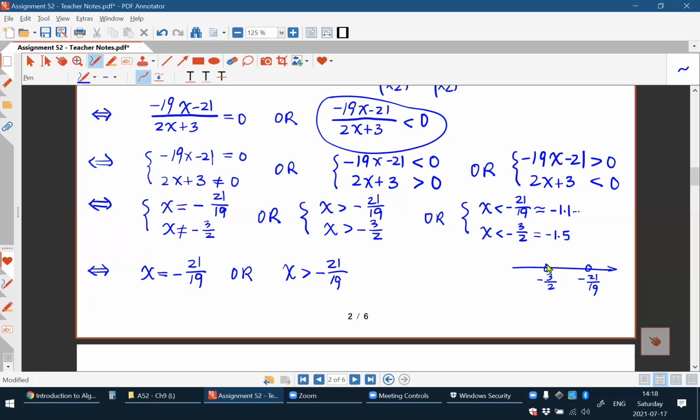Because if you can see here in the diagram, if x is larger than minus 3 over 2, and x is larger than minus 21 over 19, this is the overlapped area, which is x must be greater than minus 21 over 19, right? Okay, so third case, x should be smaller than both of the two numbers, right? First of all, x should be smaller than this number. Second, x should also be smaller than this number. So what is the overlapped area? Overlapped area is, of course, here, right? Which is x should be smaller than the smaller number, which is minus 3 over 2.